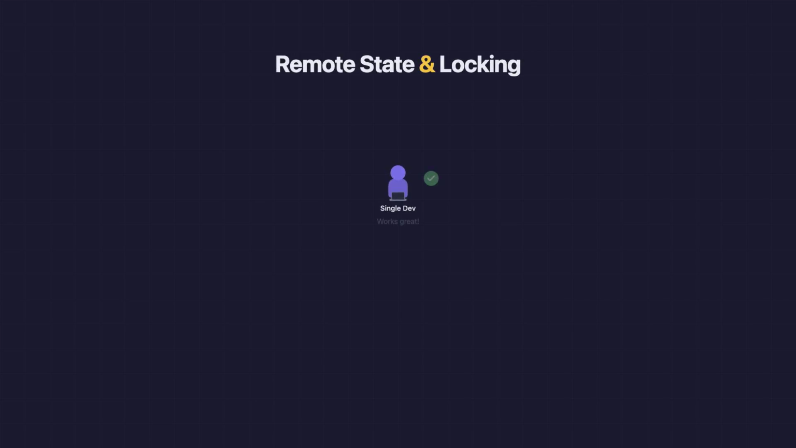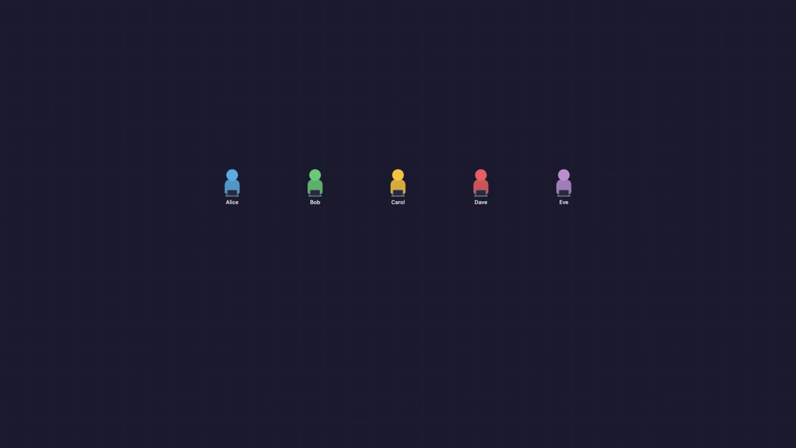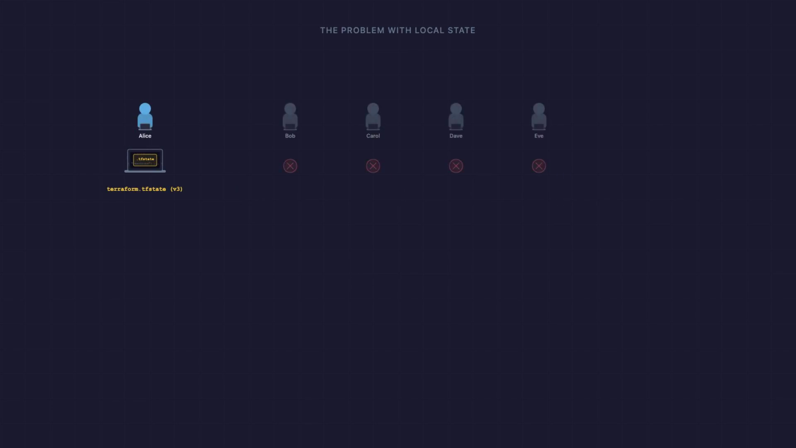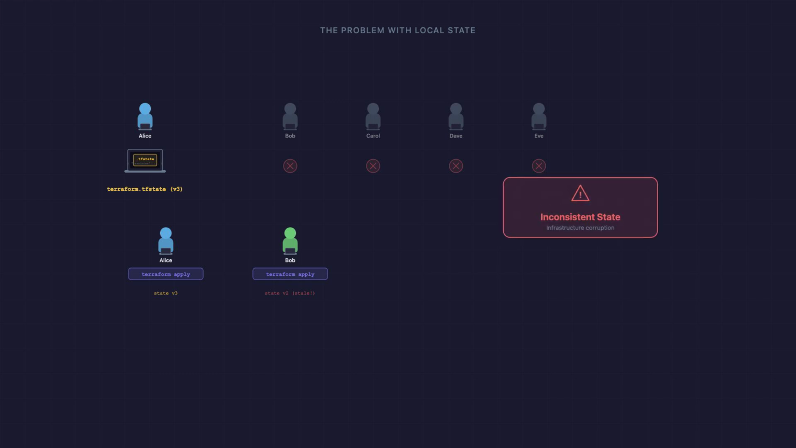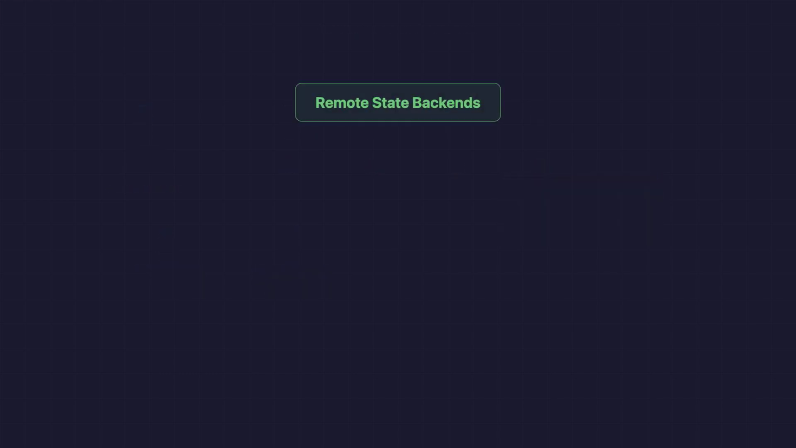Everything we've discussed works great for a single developer. But what happens when a team of 5 engineers all need to manage the same infrastructure? If the state file lives on your laptop, nobody else can see it. 2 people might run apply at the same time with different versions of the state, and now your infrastructure is in an inconsistent mess. The solution is remote state backends.